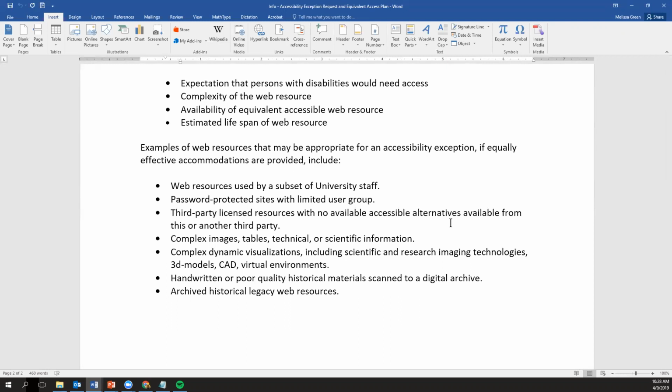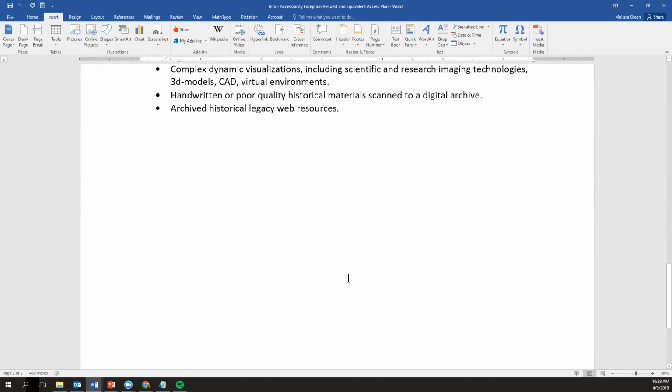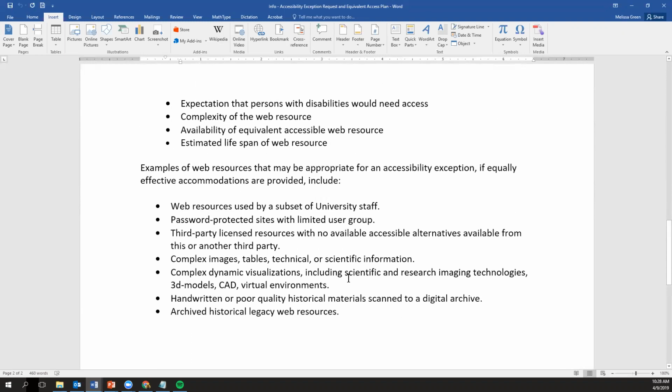Complex images, tables, technical or scientific information, sometimes it's not possible to make that fully accessible as is. We might be providing that in an alternate format. Handwritten or poor quality historical materials scanned to a digital archive, for any number of reasons, can't be easily converted to text using optical character recognition. We might seek an exception for those, as well as archived historical legacy web resources. There's a little bit more information that was shared about equally effective alternative access plans.